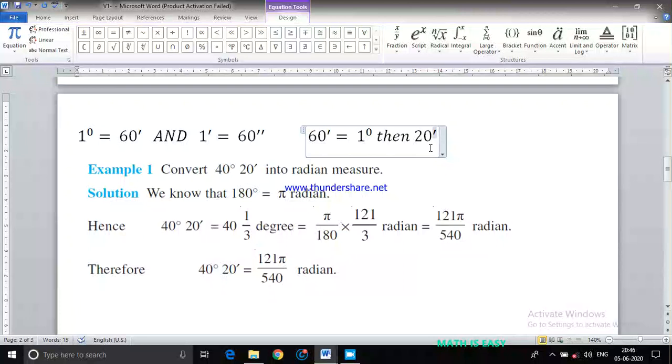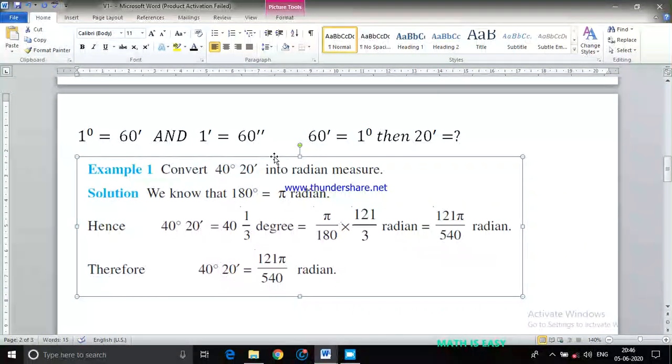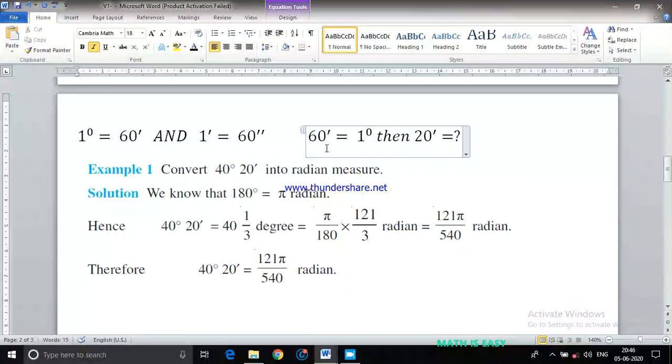20 minutes will be equal to how many degrees? I think you have this ratio and proportions. So instead of 20, if they give 18, then also use the same. 60 minutes equals 1 degree. Then 80 minutes equals how much? I think everybody knows ratios and proportions, how to solve these questions.